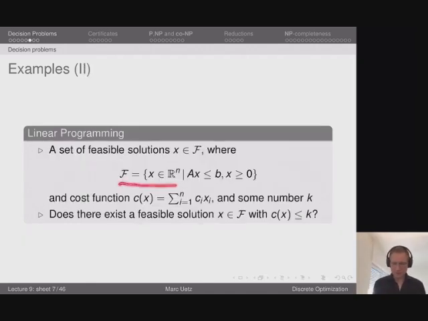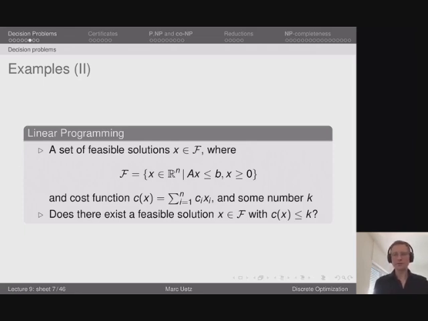So here the feasible solutions are all the vectors x in R^n which fulfill all the linear constraints. We have a linear objective function and some threshold number k, and an instance is now a yes instance if there exists a feasible solution that achieves an objective function value at most k. Now, since we are going to restrict to decision problems from now on, at least for this lecture, the question is, is that a loss of generality, yes or no? And the bottom line will be no.